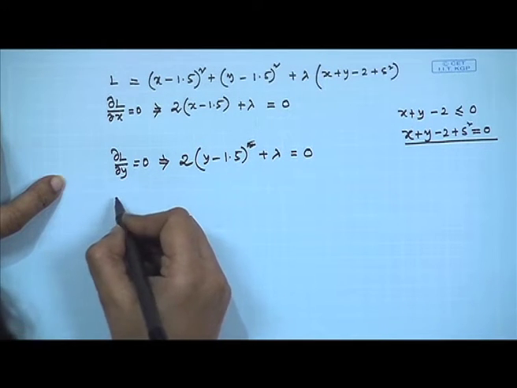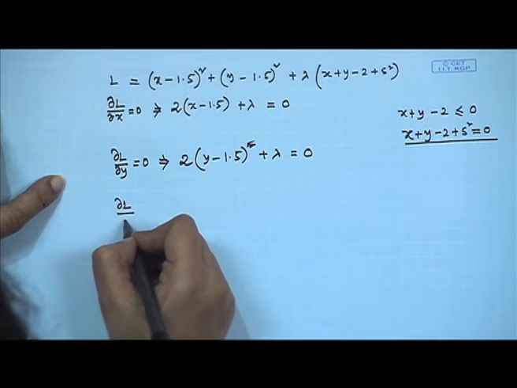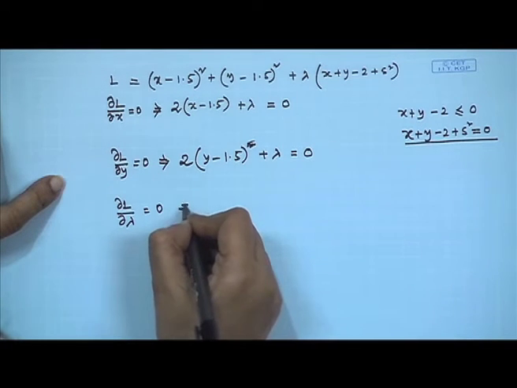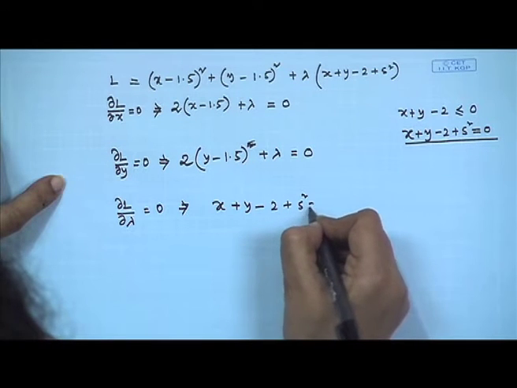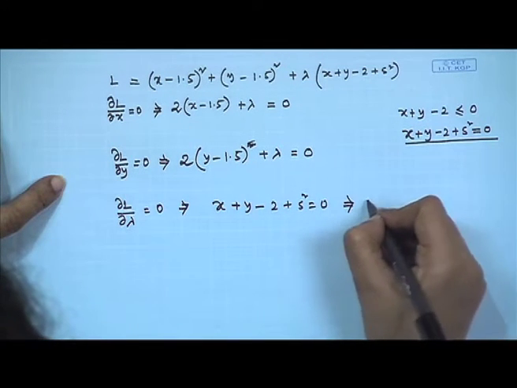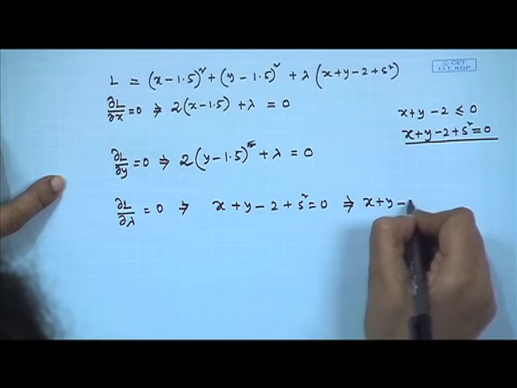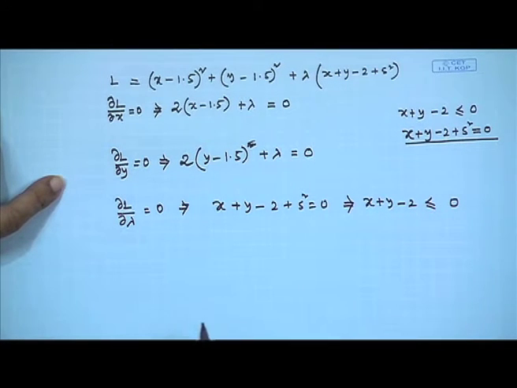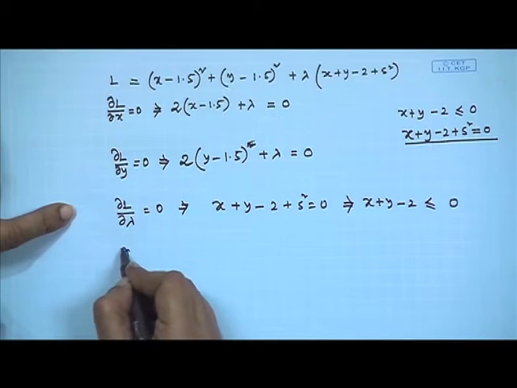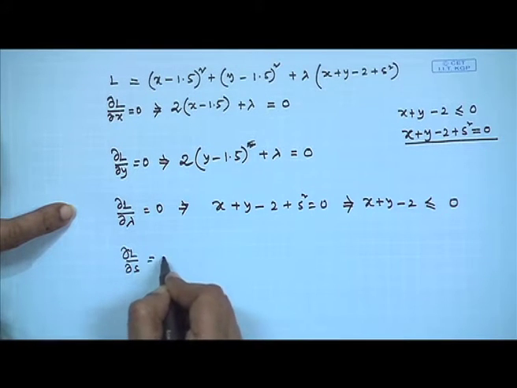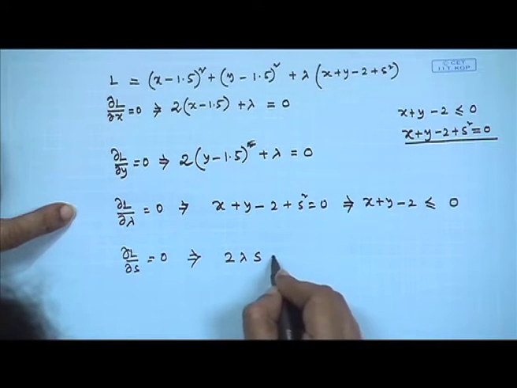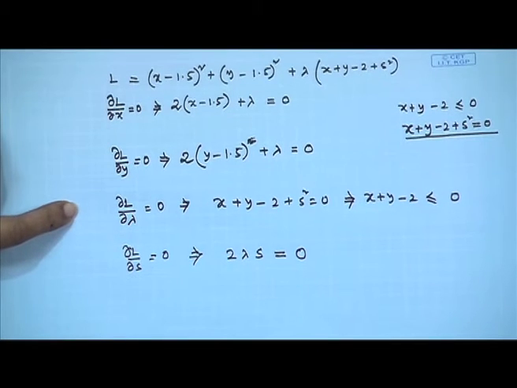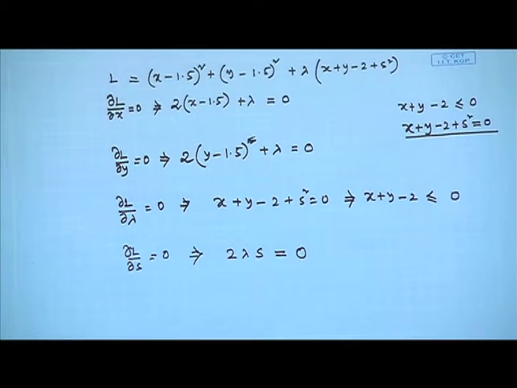Now, if we consider the Lagrange multiplier, del L by del lambda equal to 0, then we will get x plus y minus 2 plus s square equal to 0. In other words, x plus y minus 2 must be less than or equal to 0. What else will we get? We will get del L by del s equal to 0. From here, we get 2 lambda s equal to 0. These are all the conditions given to us.